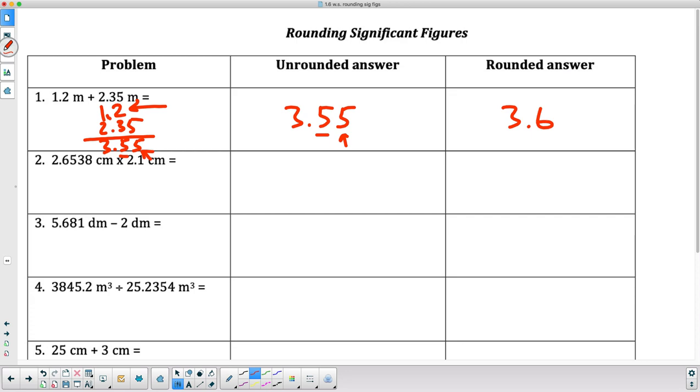So that was addition. Addition and subtraction work like number 1. Now let me get the next one so we can see it. For number 2, that's multiplication. When I multiply 2.6538 times 2.1, notice that here I have 5 significant figures, and here I have only 2 significant figures. So which one are we going to use? Well, we're going to round off to the lower number of significant figures, which means we're going to round off to 2 places.